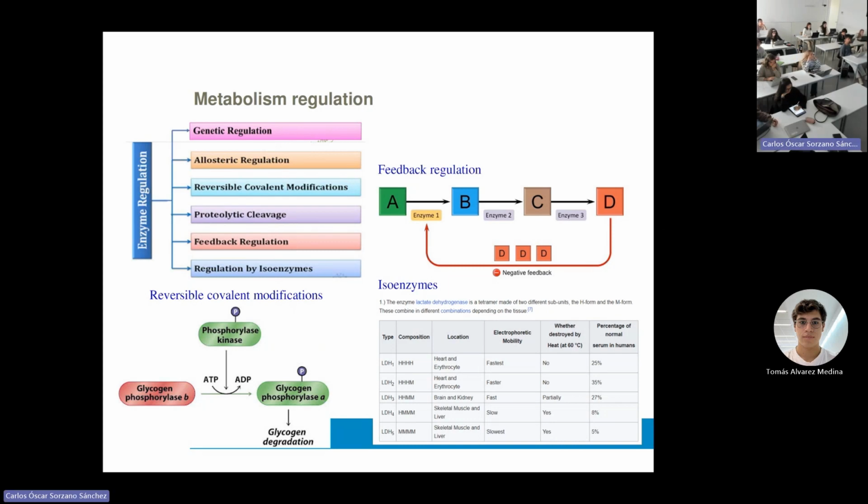Depending on the tissue, for instance in the heart and erythrocytes, you have the form HHHH, so the tetramer is formed by 4 identical subunits. But in skeletal muscle and liver, you have MMMM. So the protein is almost the same, but with a small modification. Depending on which tissue you are in, you have a different composition of this enzyme. These are called isoenzymes, and it is another way of regulating the metabolic levels of each of the different compounds in each of the tissues.